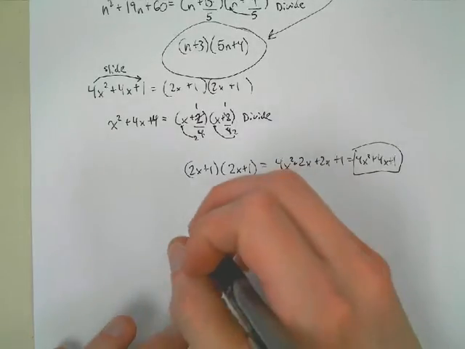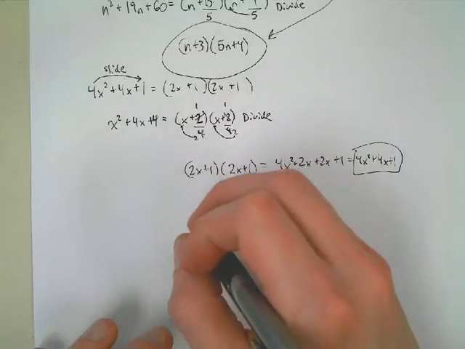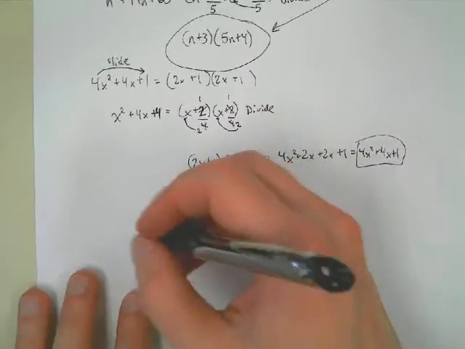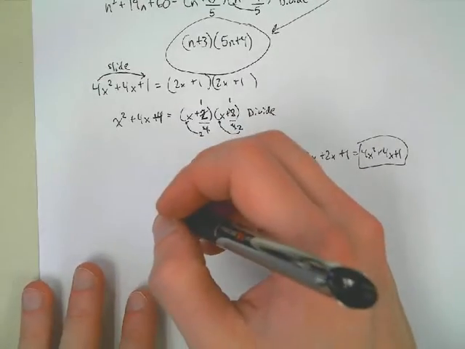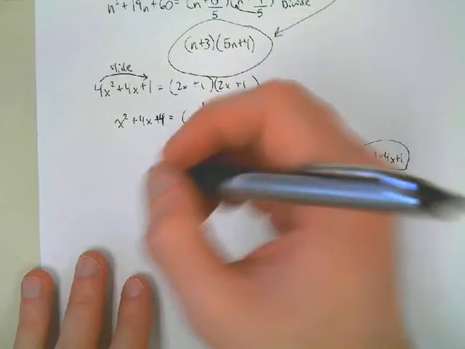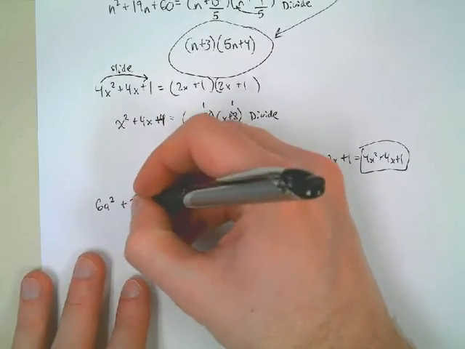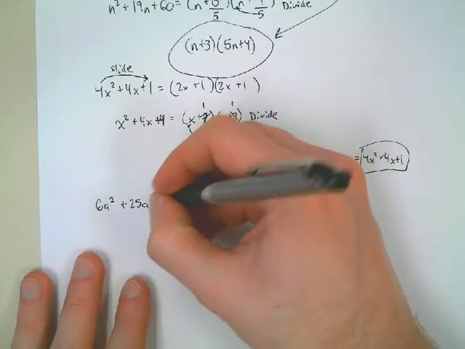All right, let's look at, all right, let's try this one. Ooh, this one's. Okay, yeah. Let's try 6a squared plus 25a plus 25.